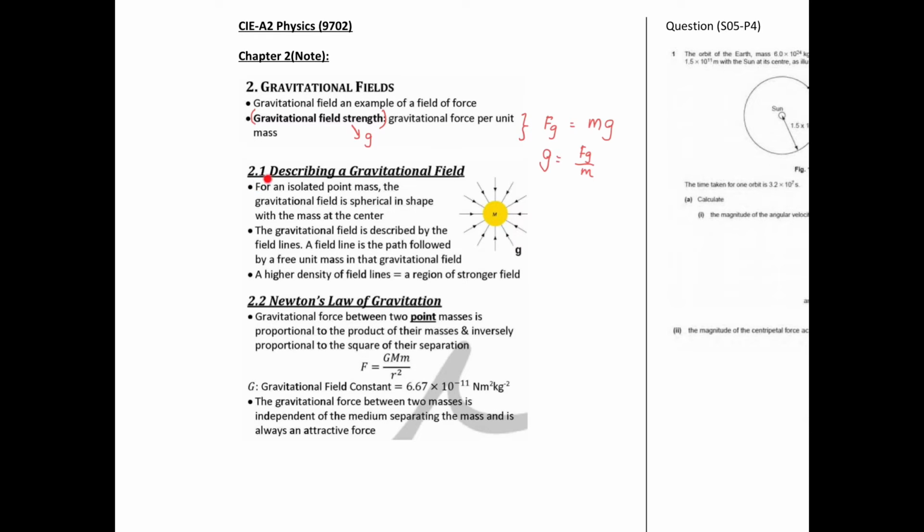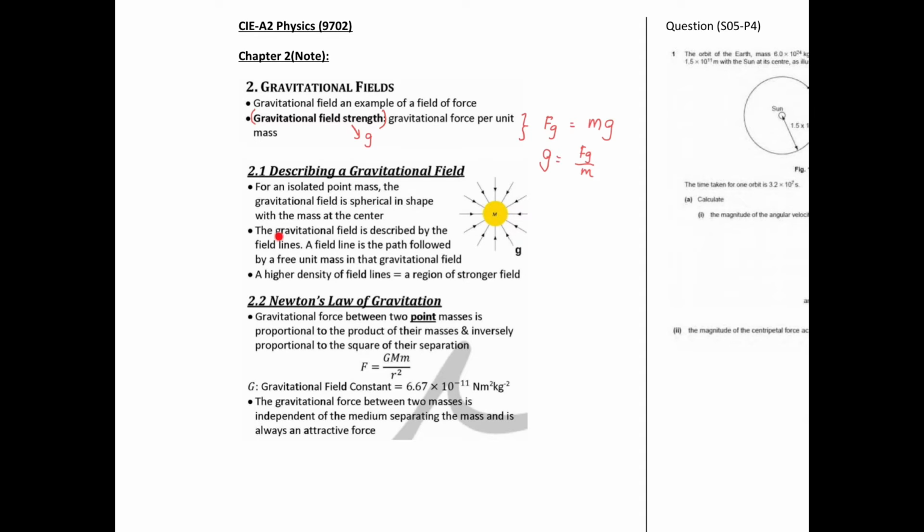Now let's move on. Describing a gravitational field. For an isolated point mass, the gravitational field is spherical in shape with the mass at the center. So this is a point mass. The gravitational field is inward, it's attracting, in sphere shapes. That is how the gravitational field looks like.